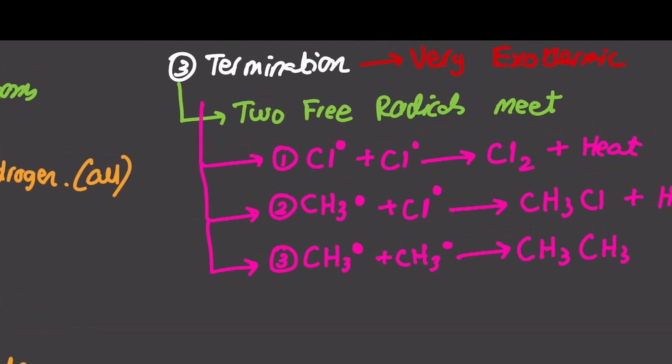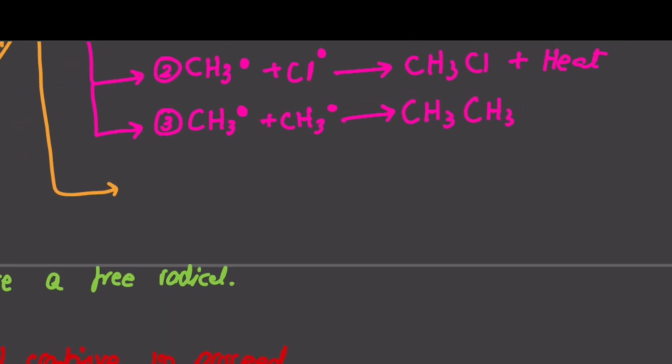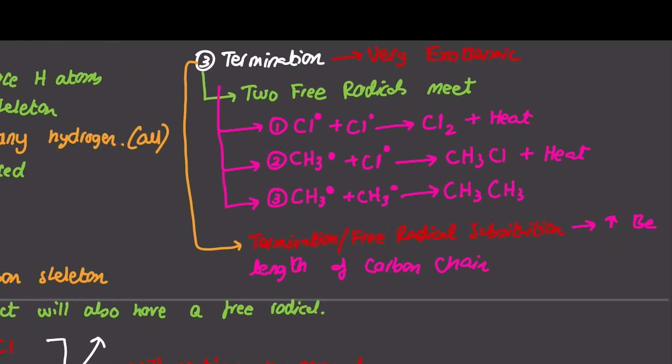But one thing that I want you to know from your exam perspective, I know conceptually you probably understand everything now, but one thing that's quite important for your exam is my question: can the termination step, or free radical substitution as a whole, increase the length of the carbon chain? Okay, is it possible for it to increase the length of the carbon chain? That is my question for you all. It's literally on the screen. The answer is yes, it can.